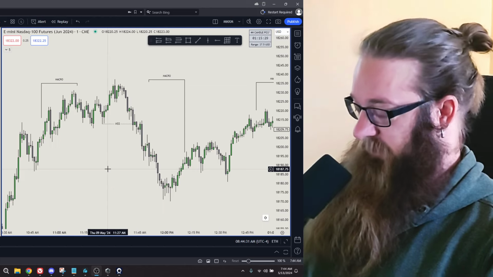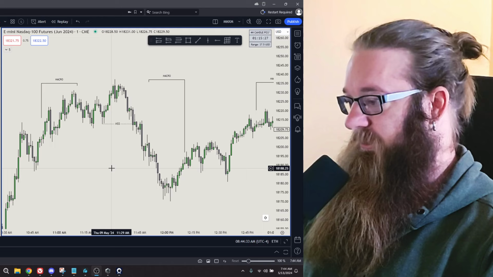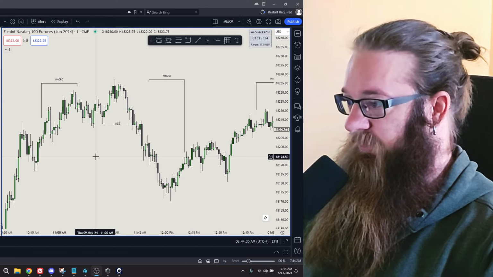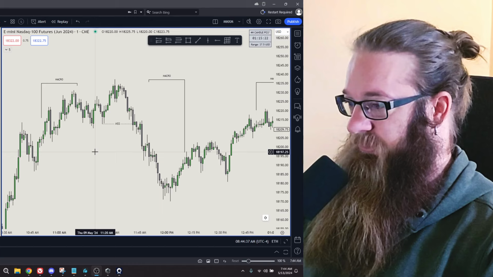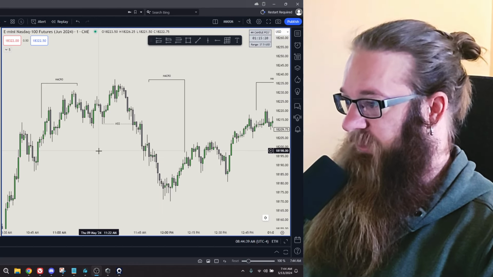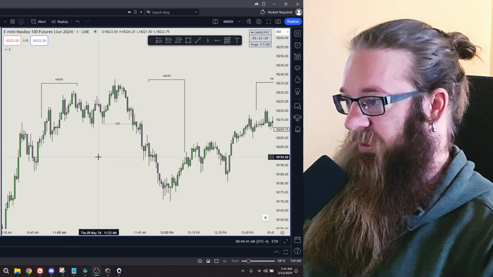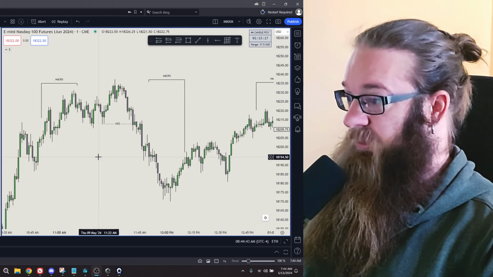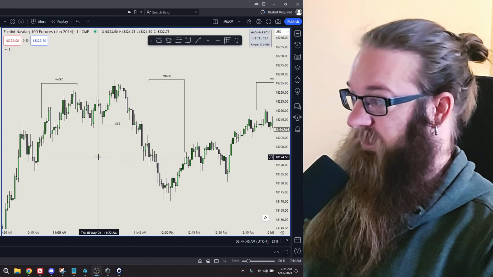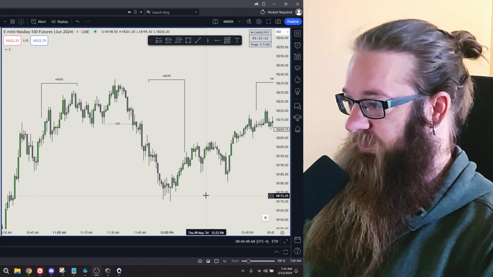They're simpler than you think, and one key phrase that I tell myself when looking for a market structure shift, one thing I tell myself every time, is it's the last low that made a high or the last high that made a low. And I'll kind of show what that looks like.